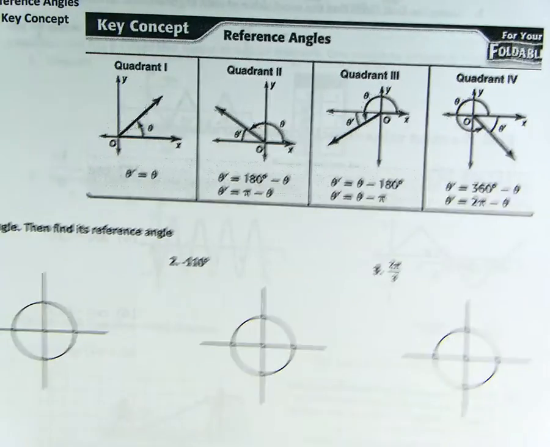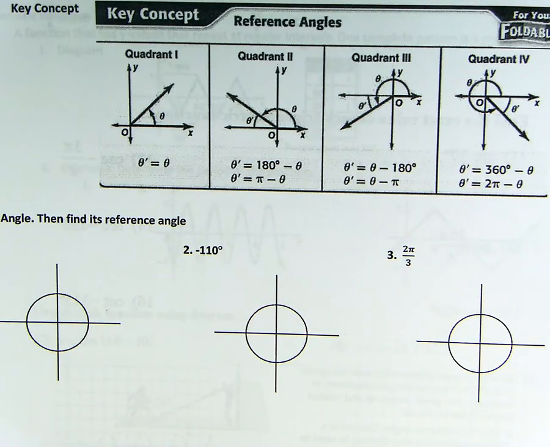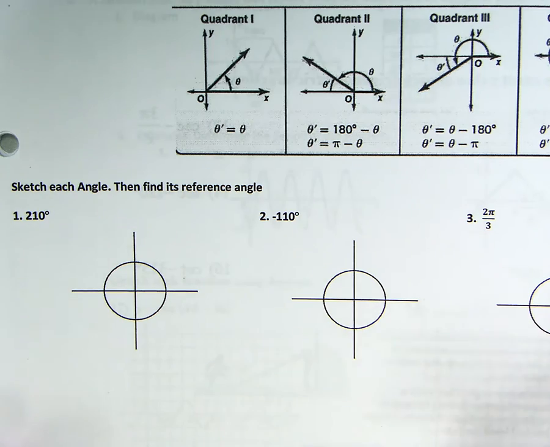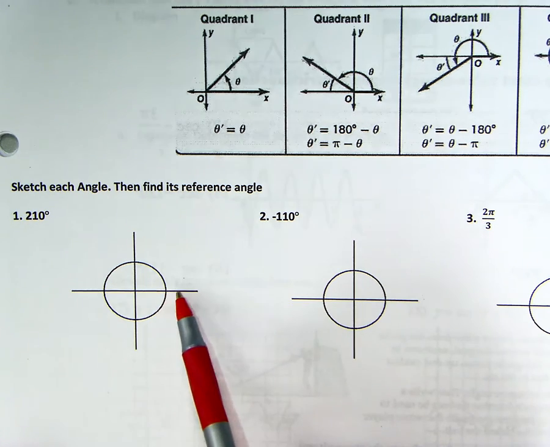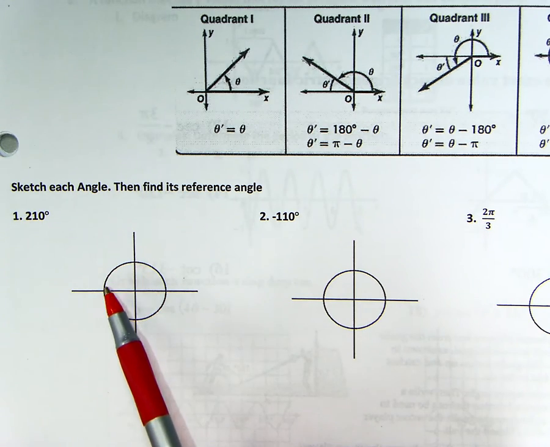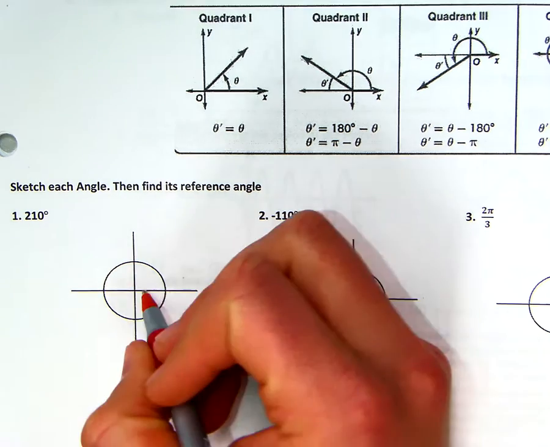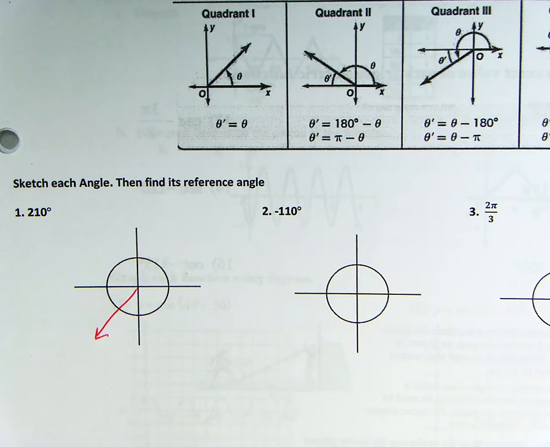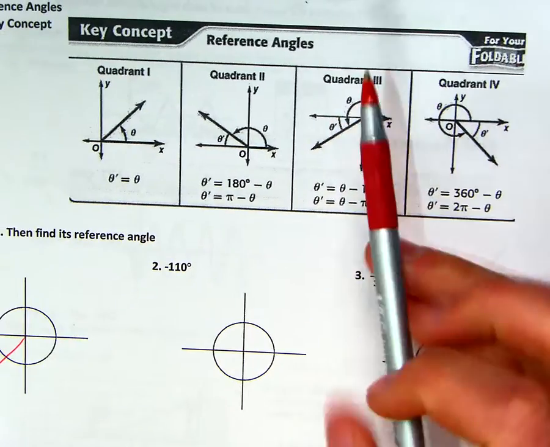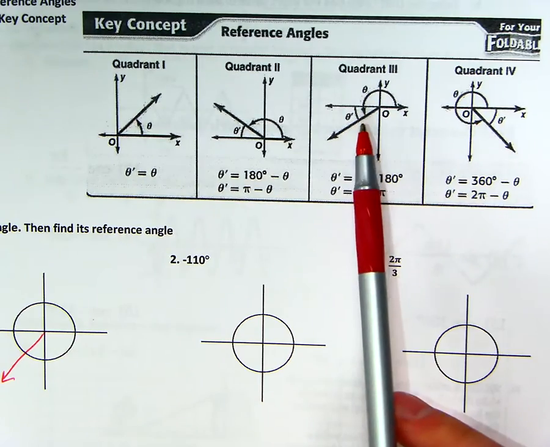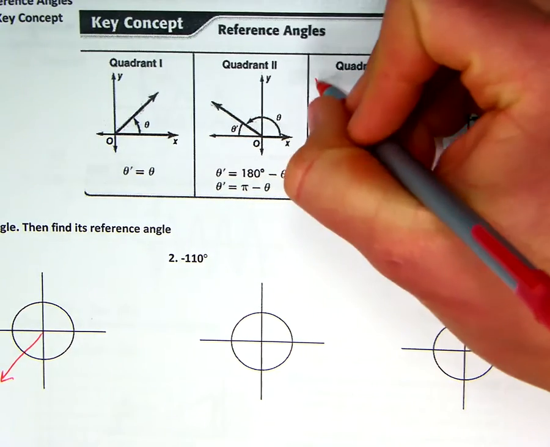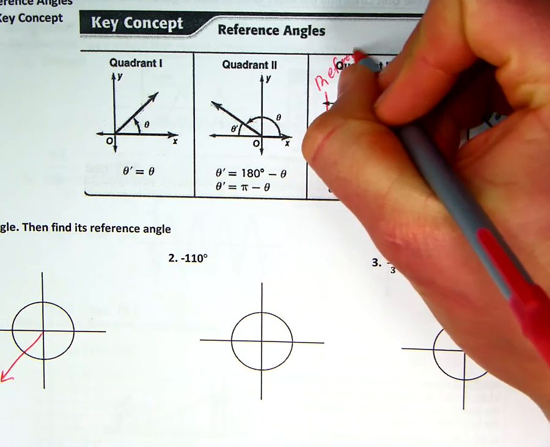Here we have reference angles. All right. So what you have to do, first off, we're going to sketch where 210 is. So 210, I know that this is from 0 to 90. This is 90 to 180. Here's 180 to 270. So 210 is somewhere here. All right. And then if I look at this little key thing, I'm in quadrant 3. So this right here is the reference angle they're talking about.